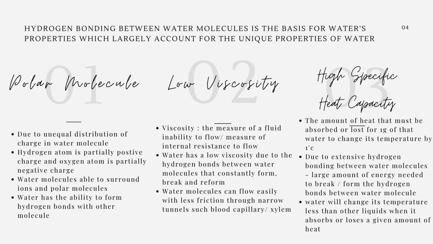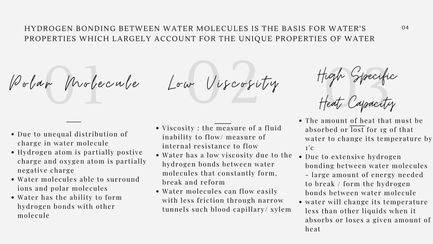So firstly, the properties of water: it is a polar molecule, or we call it a universal solvent. Due to unequal distributions of charge in water molecules, where hydrogen atoms are partially positive charged and the oxygen atom is partially negative charged, water molecules are able to surround ions and polar molecules. And water has the ability to form hydrogen bonds with other molecules.